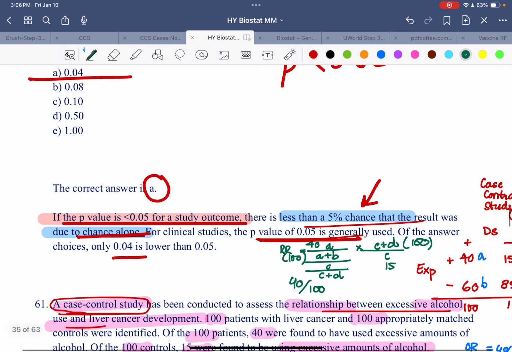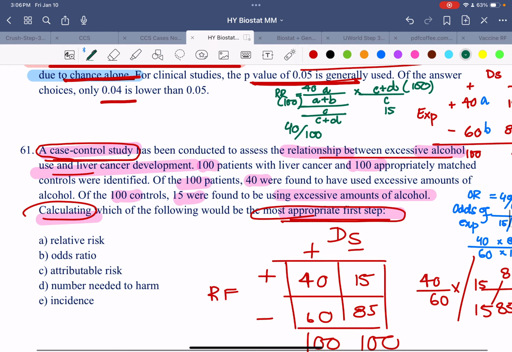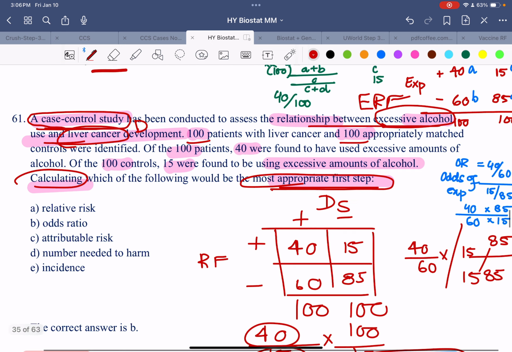Okay. Question number 61. A case control study has been conducted to assess the relationship between excessive alcohol use and liver cancer development. Okay, so we have two things. We have an exposure, that's alcohol use, and we have a disease that is liver cancer. So E and D. Remember, D at the top, E at the bottom. E is the risk factor. We can also call it the risk factor. 100 patients with liver cancer and 100 matched controls were identified.